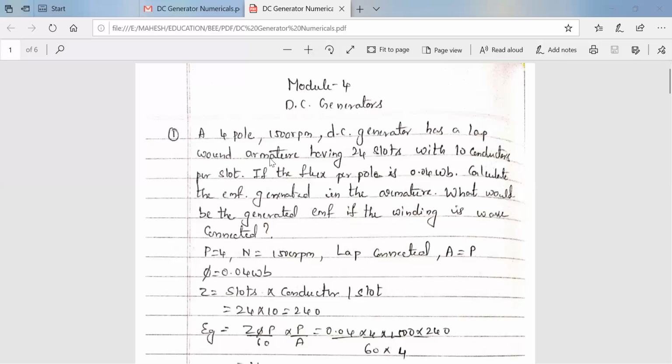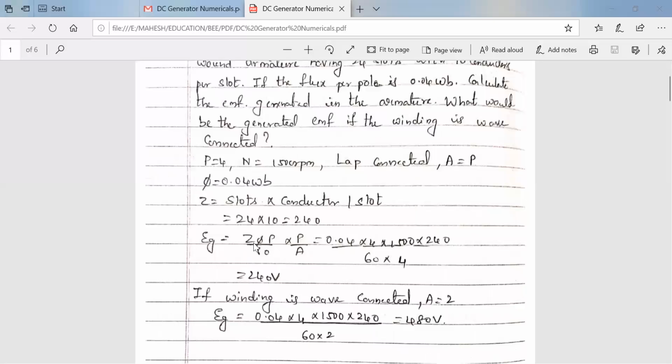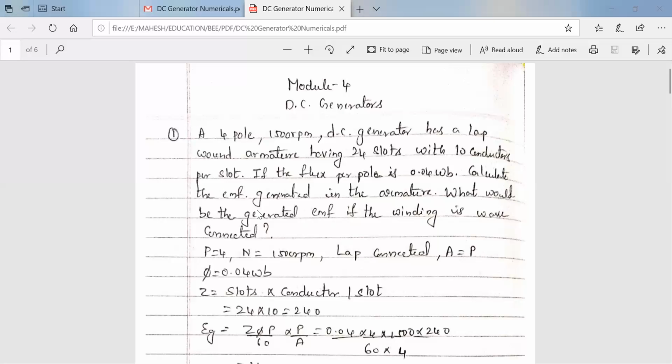So in this example, first we'll see the given values. He has given the number of poles 4 and the speed of the armature 1500 rpm, and the winding is lap connected. So we know that when the winding is lap connected, the number of parallel paths is always equal to the number of poles, and flux is given, that is 0.04 Weber. So the equation for EMF is given by Z phi N divided by 60 into P by A. He has asked to calculate the EMF generated.